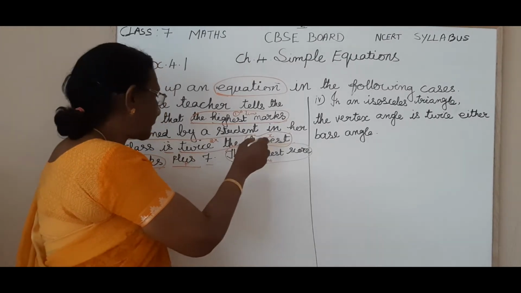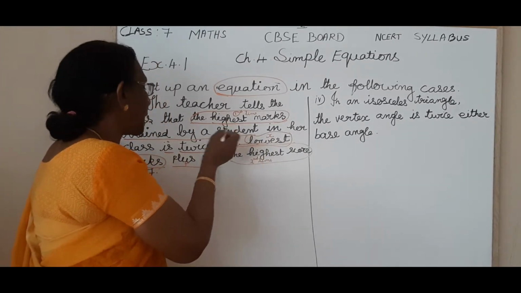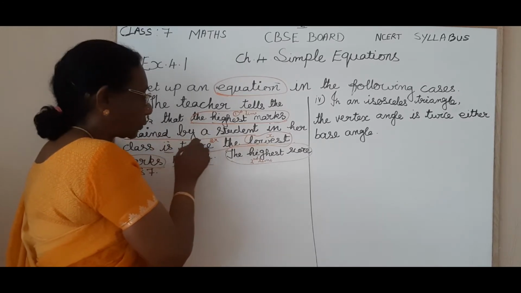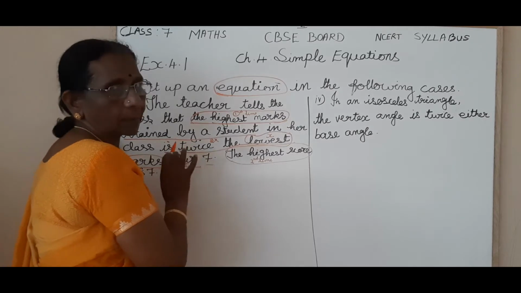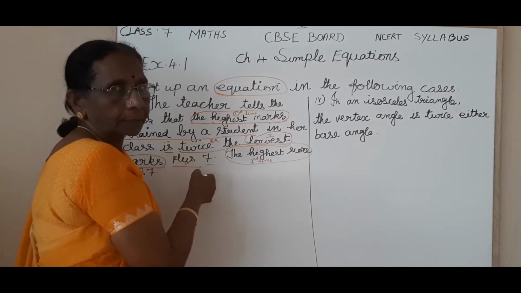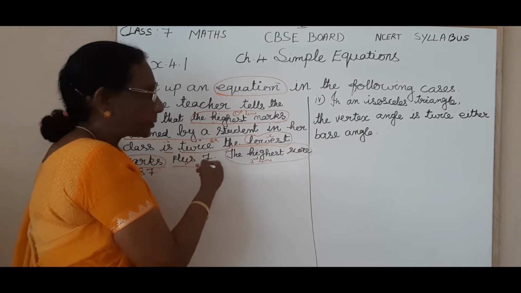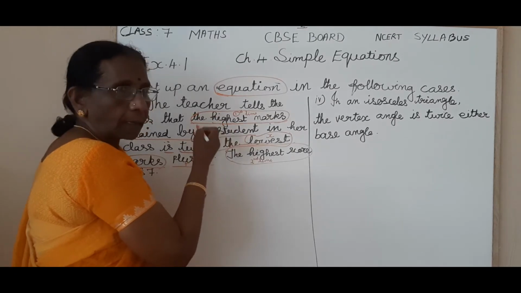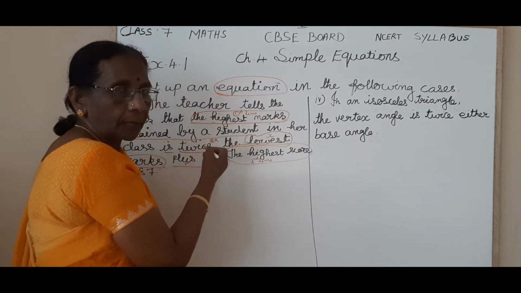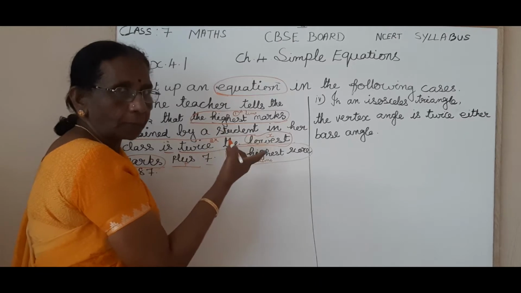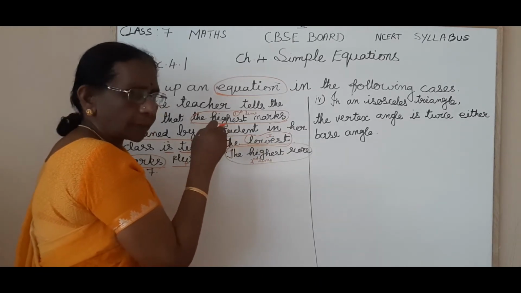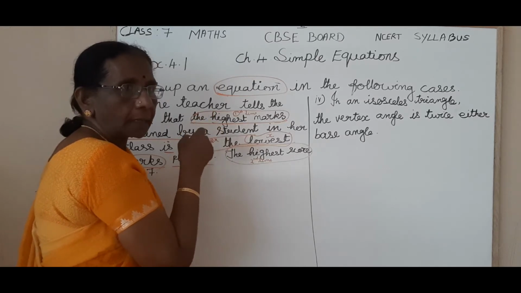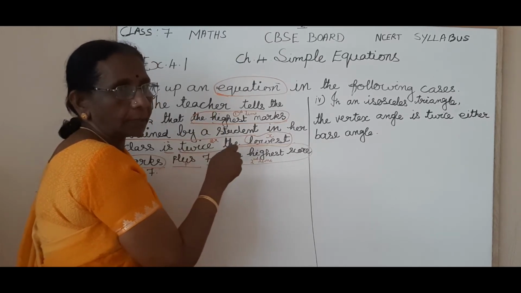If you take this as x, the highest marks is twice the lowest, that is 2x plus 7. So we got the algebraic expression. So first you have to read the question, understand the meaning, what is given, and which term is given 2 times. You select that, and then the algebraic representation of the first time and the numerical expression of the second time.